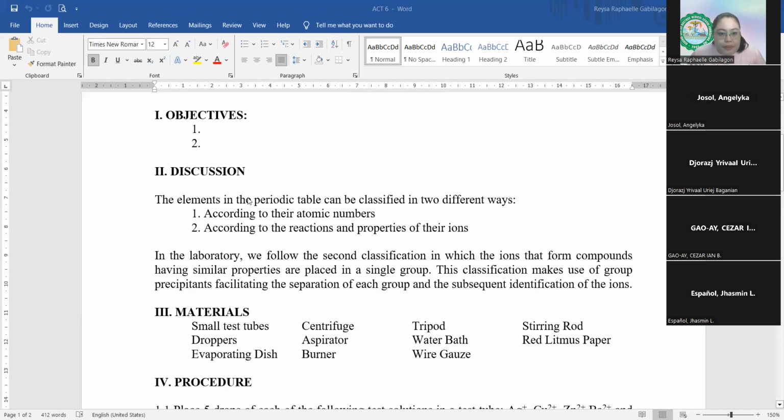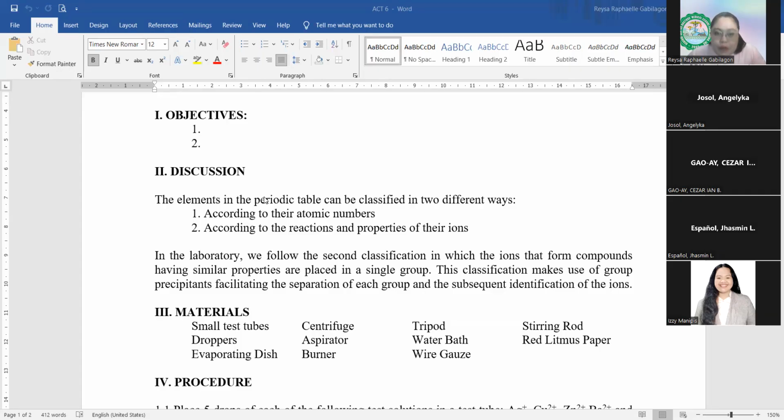Okay? So the elements in the periodic table can be classified in different ways. In the lecture class, number 1, we follow the periodic table that was arranged according to atomic numbers, or even atomic weights. The modern periodic table that we are using currently was developed by Dmitry Mendeleev. Again, that is arranged through atomic weight or atomic number. So in the lecture, we study the elements and their respective compounds.